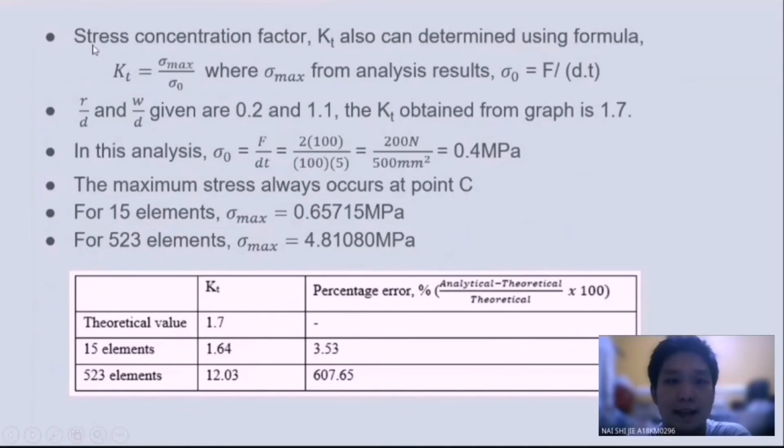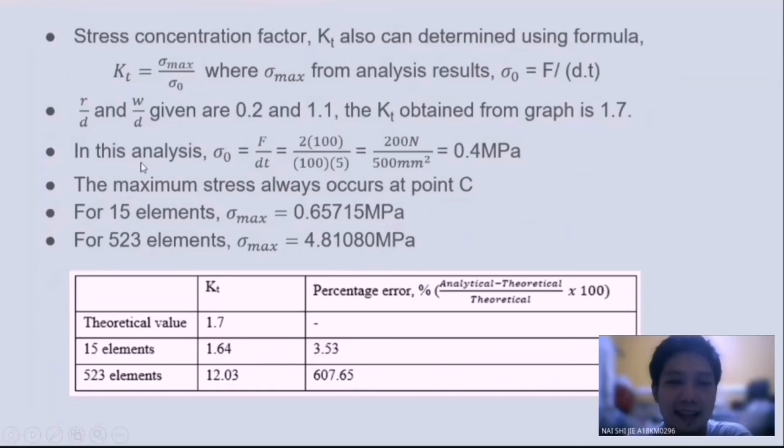Besides, we can also determine the stress concentration factor KT using the formula sigma max over sigma naught, where sigma max can be obtained directly from analysis results. Sigma naught we need to calculate manually using the formula F over dt. F is the force applied, d is the dimension of the flat, t is the thickness of it. Since the project directly gave R per D and W per D both as ratio 2, we can obtain the theoretical KT from the graph, which is 1.7.